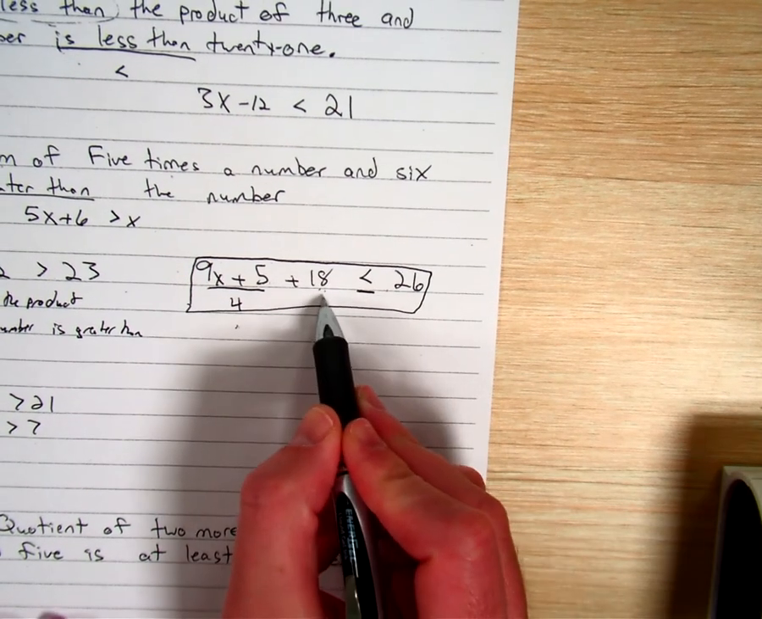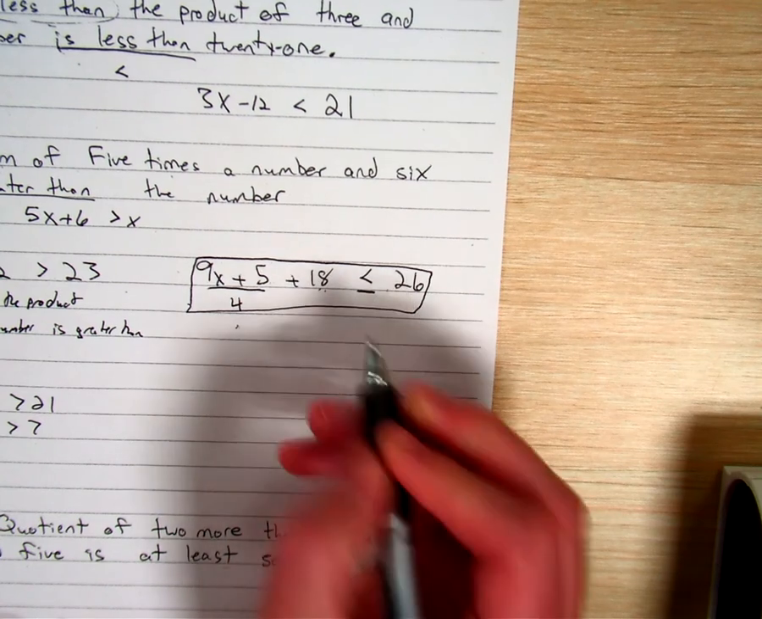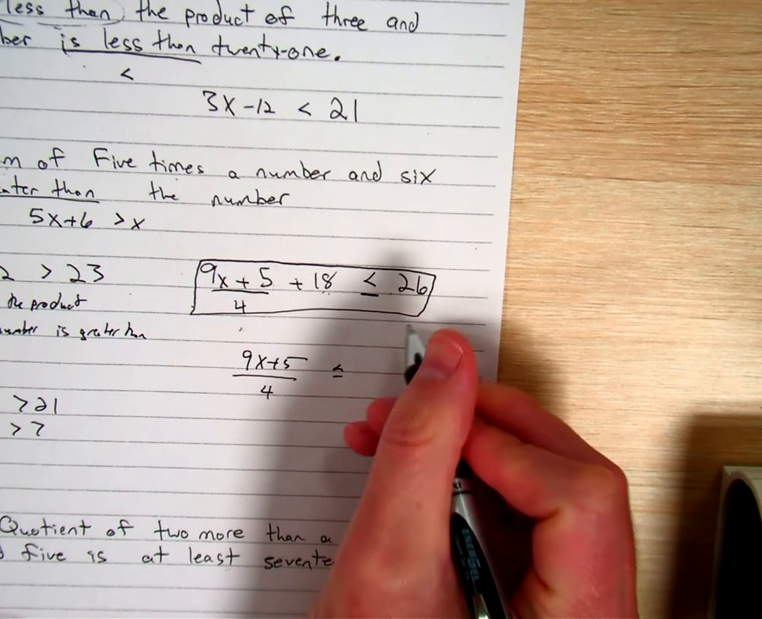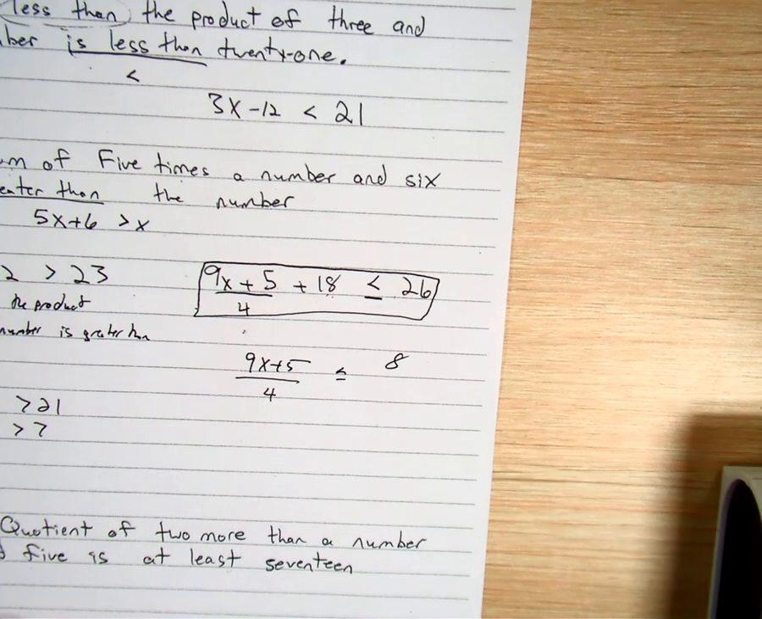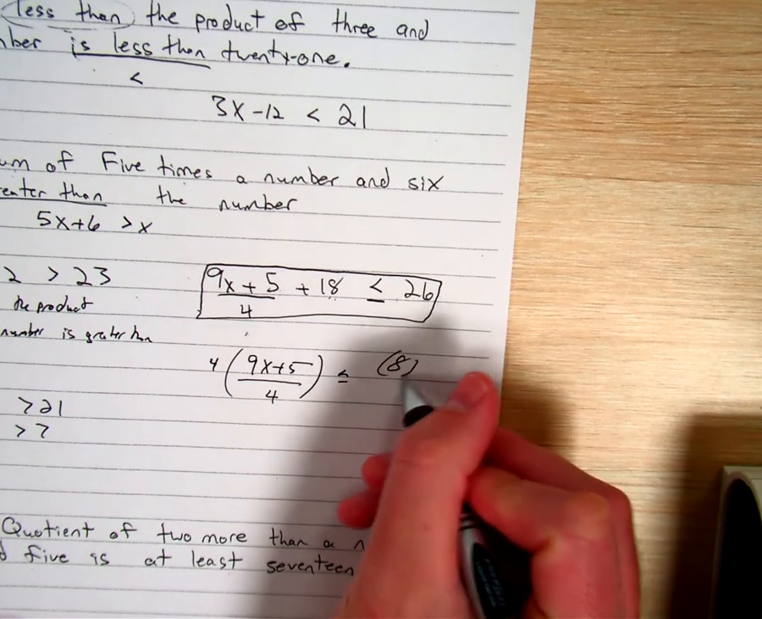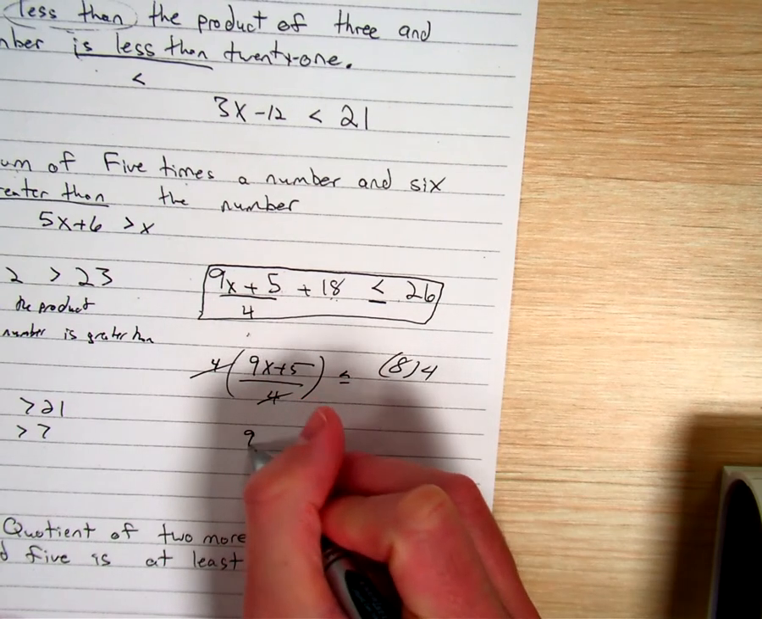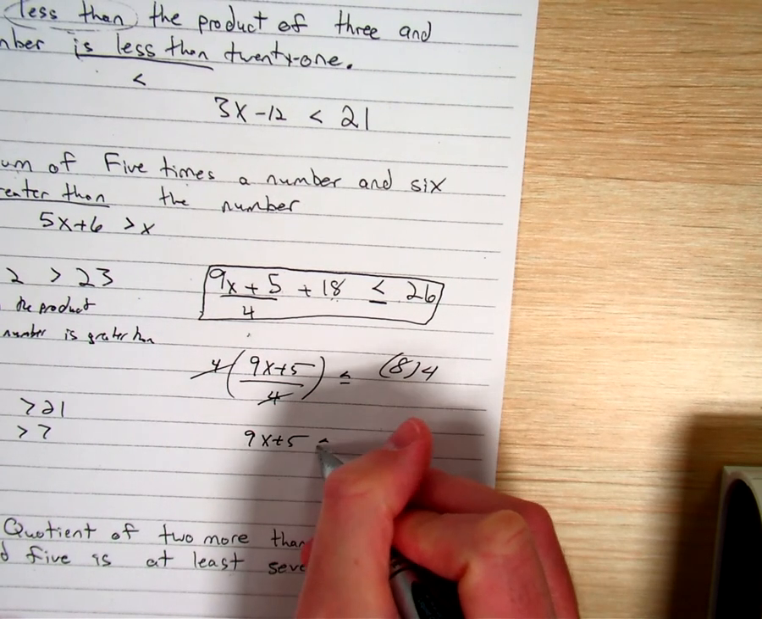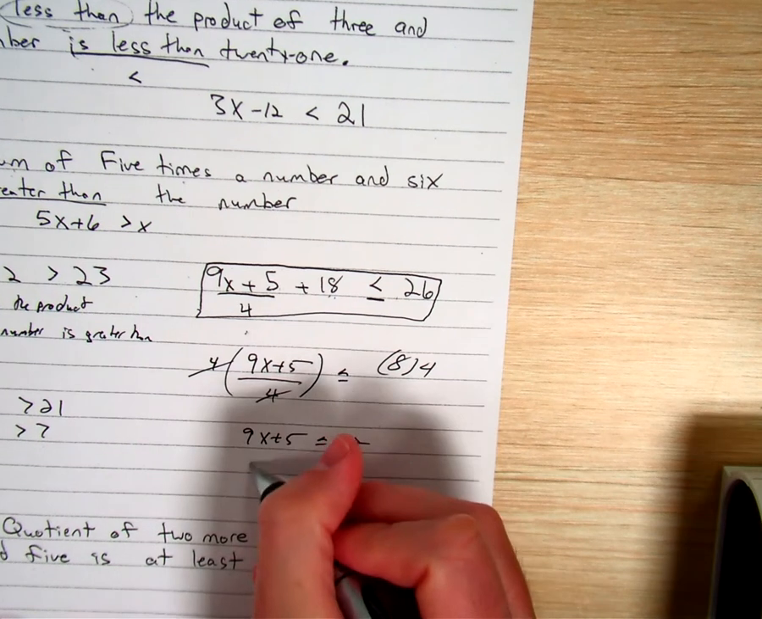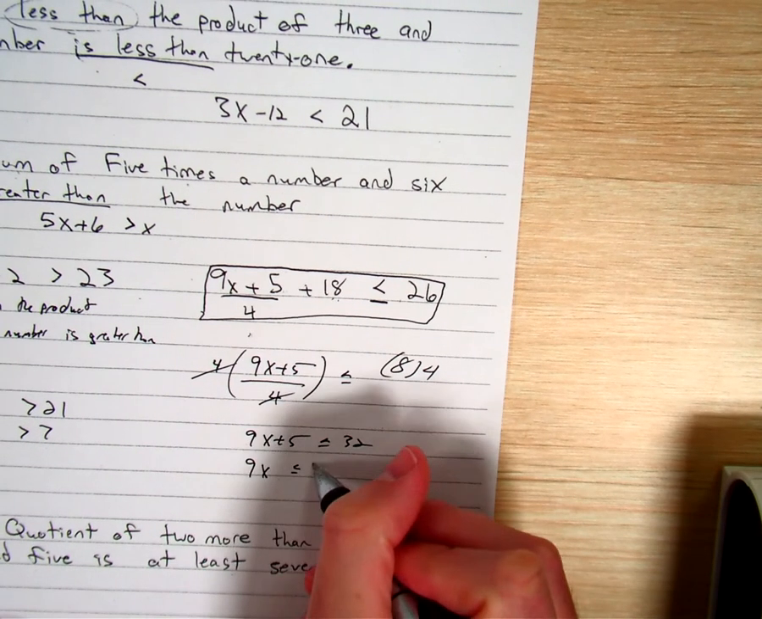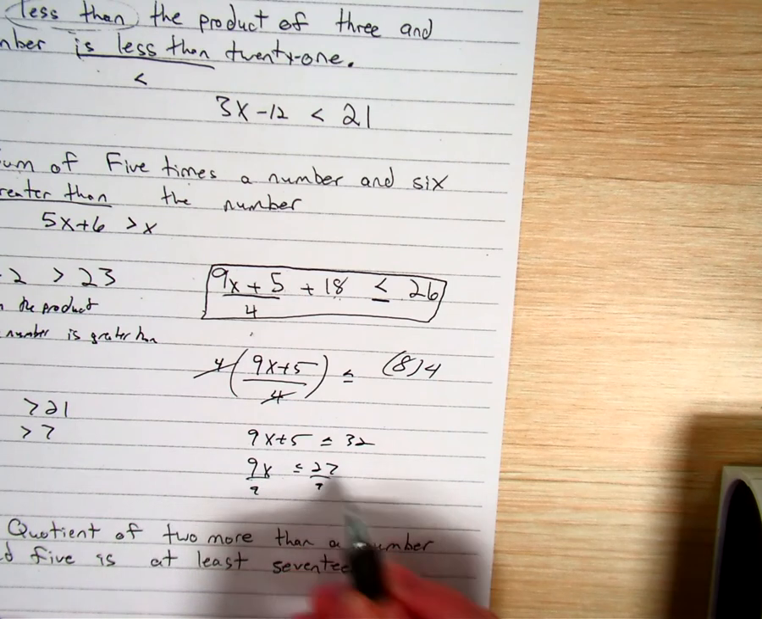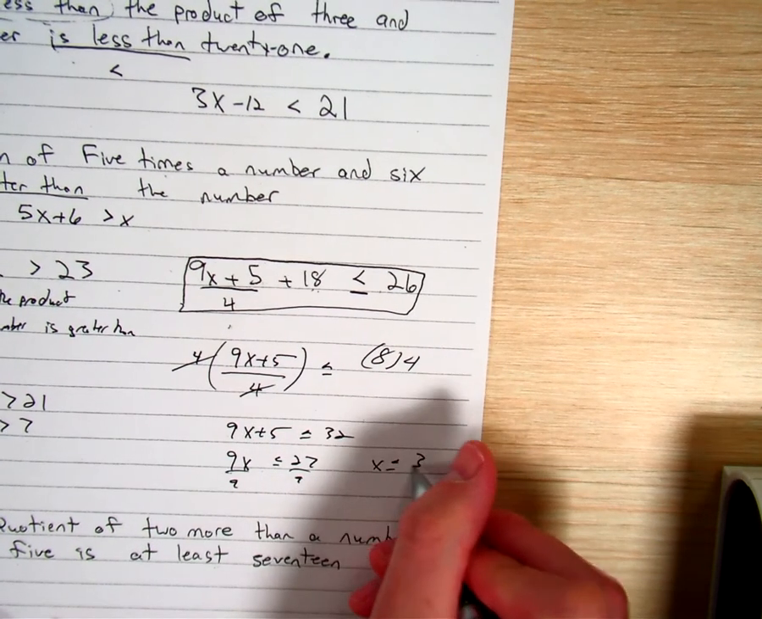Can you solve that? So step 1, we got to get rid of this 18. So subtract that 18 over. Should just be 8 now. Next, we're going to multiply by 4. Next, we're going to subtract the 5. 32 minus 5, 27. Then we're going to divide by 9, and finally we get x is less than or equal to 3.